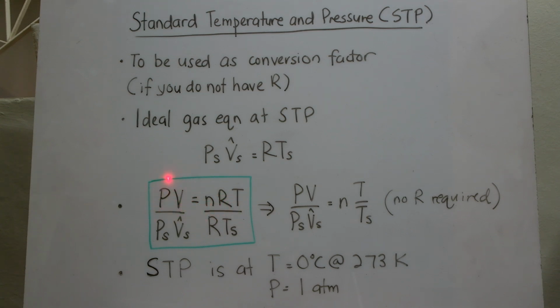Previously, from the first we still have R, but because we will cancel off R, after we rearrange, we no longer have R. That's why we say that if we use STP, we do not need R, the gas constant information. So we can use STP as a conversion factor. So from here you can find whether you want P or V or n or T according to your question.